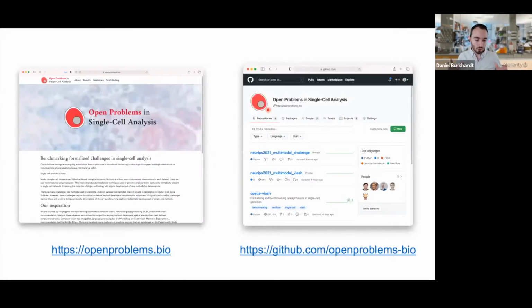And so over the following year, over the year of 2020, a bunch of folks in Smitha's lab and folks at CZI Biohub and at Helmholtz in Munich came together, and we created this open problems framework. So there's a website you can go to right now, openproblems.bio. And there's also a GitHub repository, openproblems-bio, that houses all of the code that we're using to organize these centralized benchmarks and formalized tasks in single-cell biology.